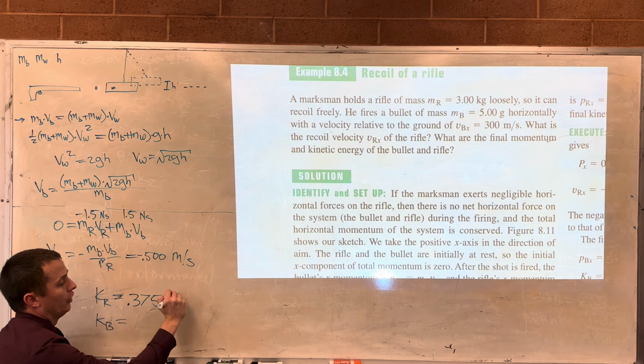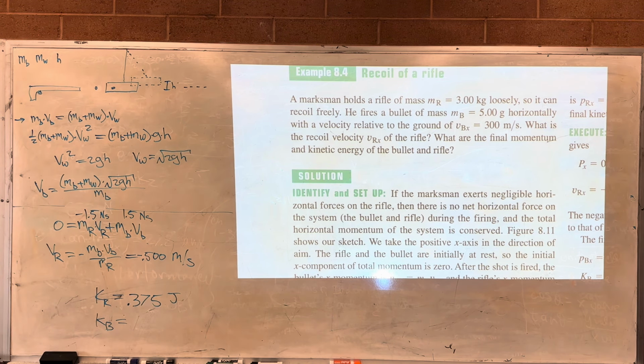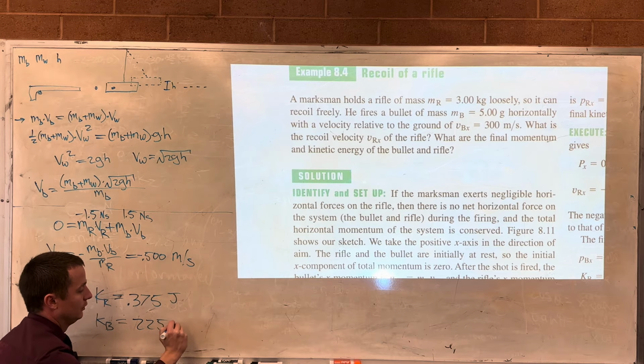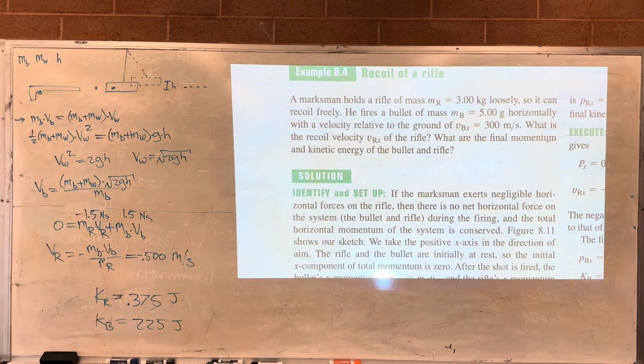A third of a joule. That is nothing. On the other hand, the bullet: 1/2 times the mass of the bullet, 0.005, times the velocity of the bullet, 300, squared, comes out to 225 joules. That still seems a little low. So this has like 600 times as much energy as that.